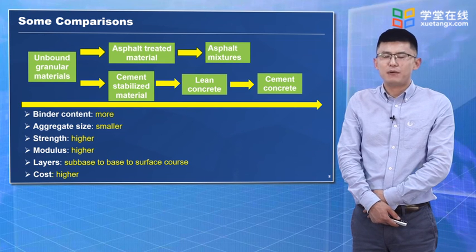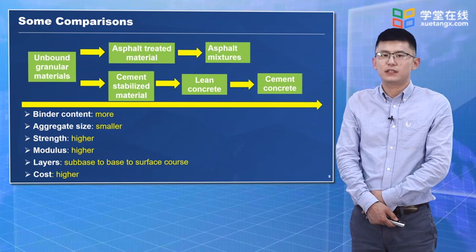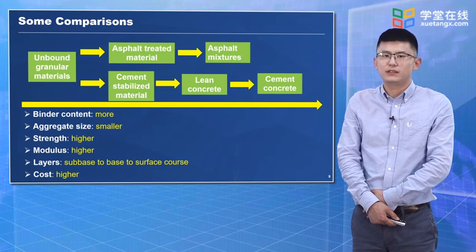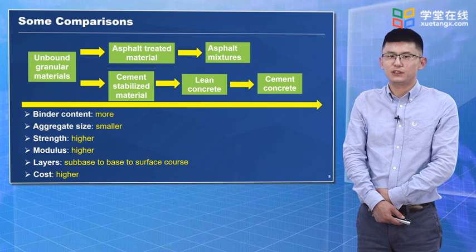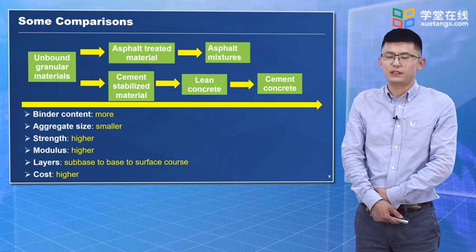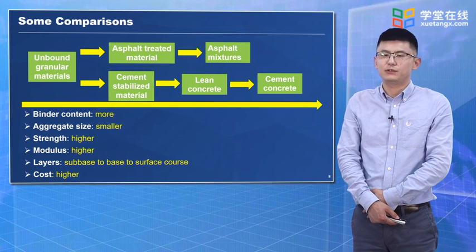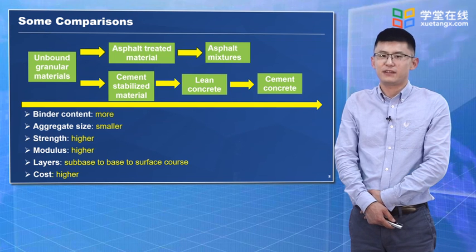And in terms of the application of the layers, we can see that unbounded granular materials are used for the subbase or base. And the cement concrete or asphalt mixtures can be used for the surface layers. So from the left to the right, the application could be from the subbase to the base and to the surface course. And of course, one of the most important things is the cost. From the left to the right, the cost gets higher and higher, because we know that the asphalt and the cement prices are higher than aggregate.